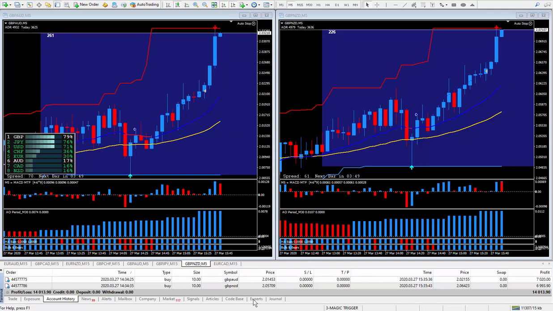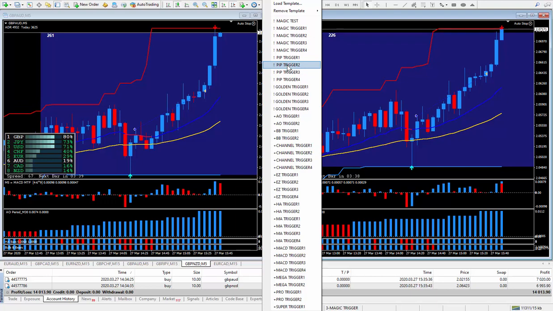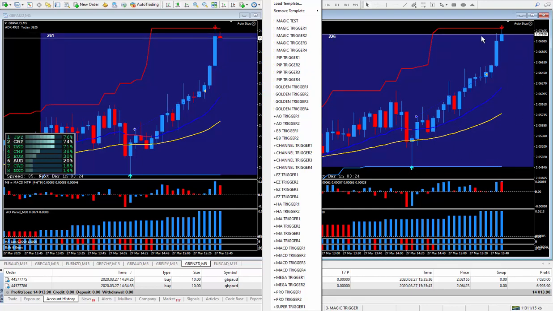And by the way, it doesn't make any difference which trigger system you get. My top three favorites: magic trigger, then the pip trigger. Pip trigger is good for when the market is trending. As you can see, the market is trending on both of them, so the pip trigger would be good. And of course, the golden trigger is for when the market is range bound, so you're just buying low and selling high.